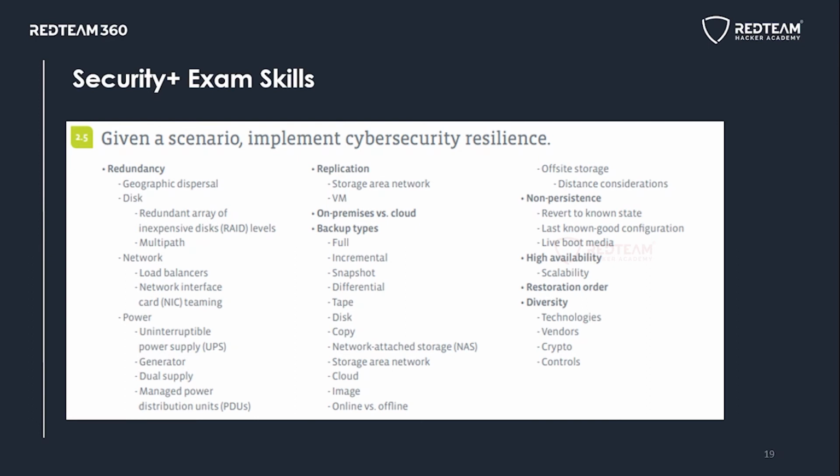Then we also have the concept of high availability. High availability means I have two systems. Even when one system is down, without an outage, the switchover automatically happens to the next system that I have in place. So what are the different technologies that are involved in providing cybersecurity resilience? We will discuss all of those technologies and concepts one by one.